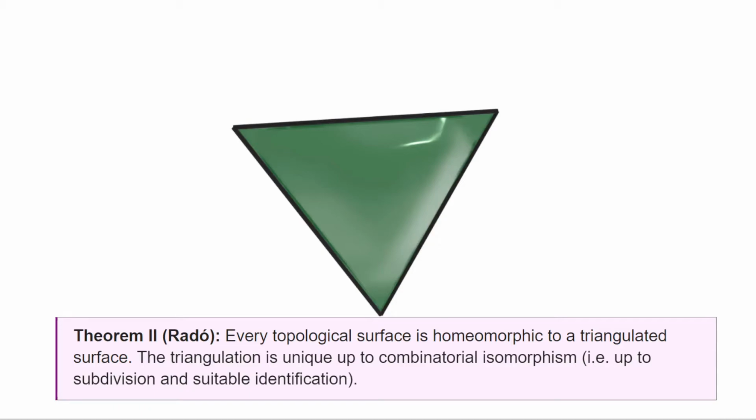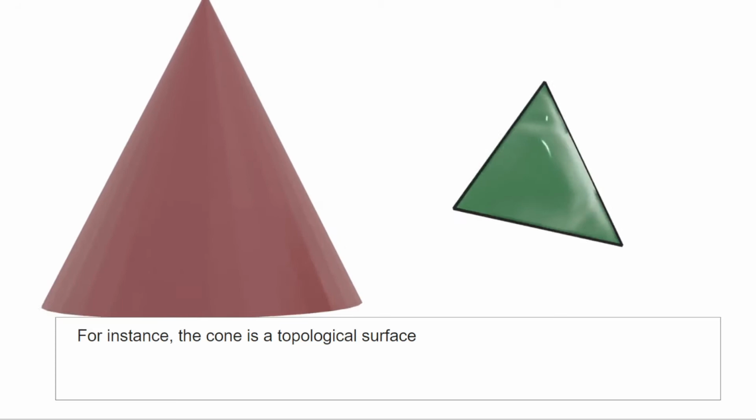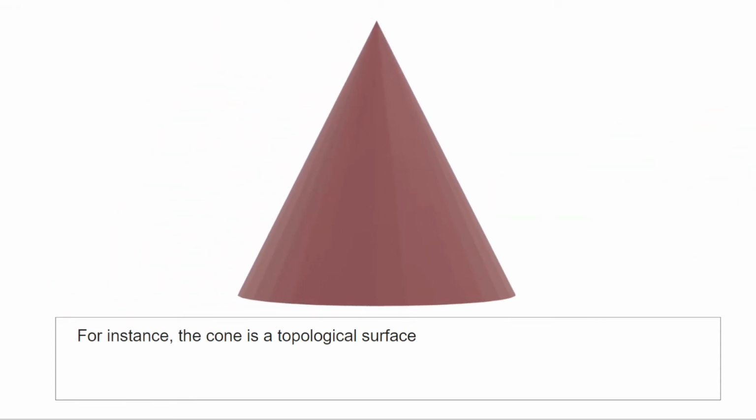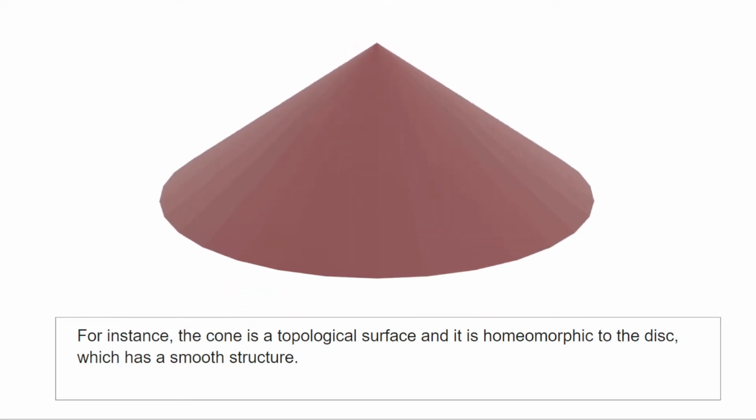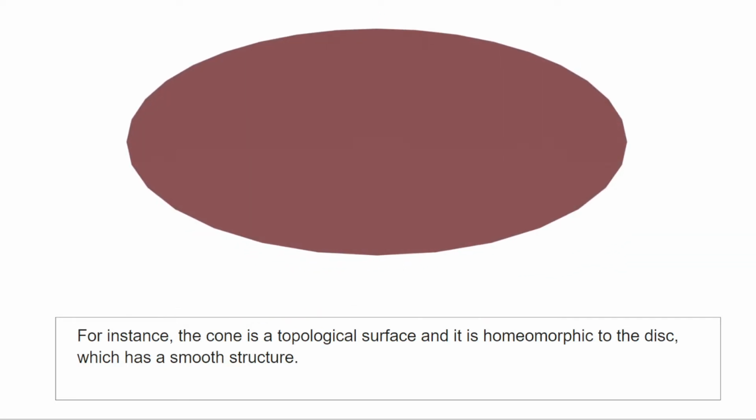To give you a naive example showing why the smooth part of the statement may be true, you should consider the cone as a subspace of R3. Away from the central point, the cone is in fact a smooth surface, and at the singular point, we nonetheless have a local model that looks planar up to homeomorphism. It follows that the cone is in fact a topological surface, and indeed what we can do is flatten the cone and therefore prove that the cone is homeomorphic to the disk, which does have a very natural smooth structure.